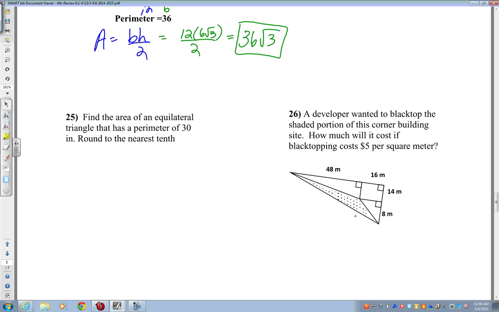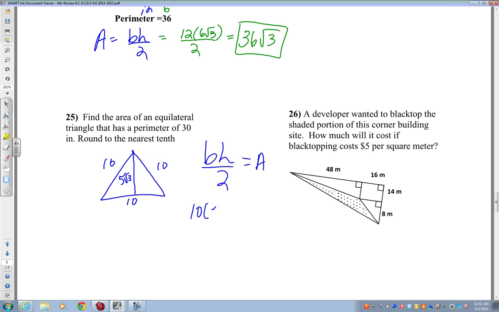Okay, so on 25, is there a picture given? No, so draw yourself a picture. It's an equilateral triangle that has a perimeter of, yes, each side is 10. There we go, 10, 10, 10. If I do base times height, divide by 2 to find the area. Yes, the height is 5 root 3. So we did 10 times 5 root 3 divided by 2, so 25 root 3.